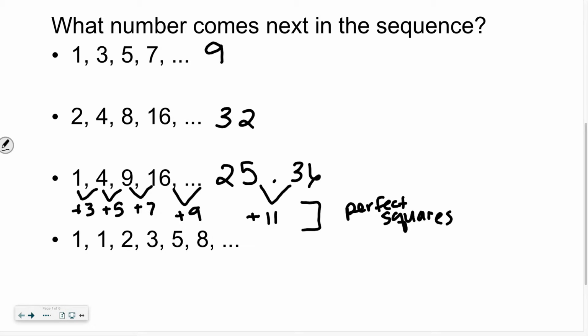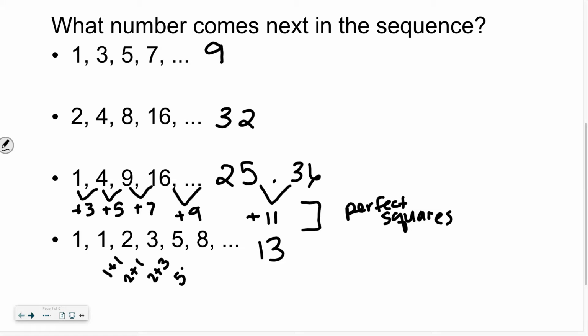Okay, and the last one. 1, 1, 2, 3, 5, 8. Logan, what'd you say for that? 13. 13. How'd you get your number 13? Because 0 plus 1 is 1. 1 plus 1 is 2. 1 plus 2 is 3. 2 plus 3 is 5. 3 plus 5 is 8. And 8 plus 5 is 13.